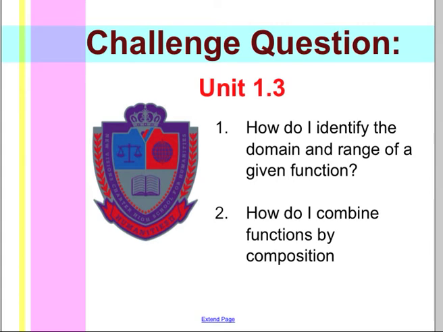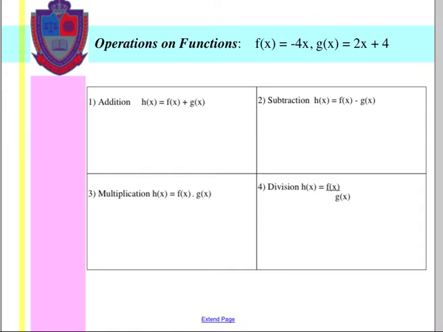Welcome to Unit 1.3. Today we're going to talk about how do I identify the domain and range of a given function, and how do I combine functions by composition. So, a really quick review on the operations of functions. Given that f of x is equal to negative 4x and g of x is equal to 2x plus 4, I want to do these operations.